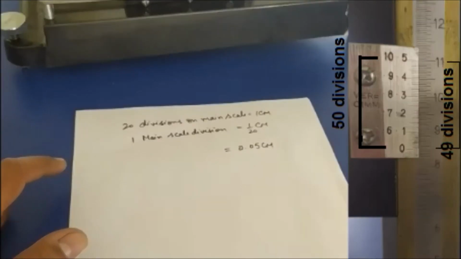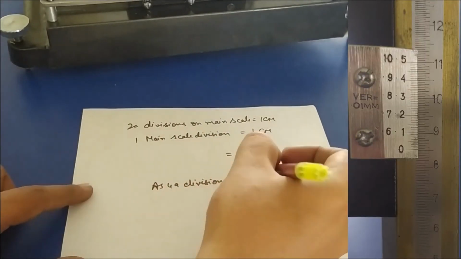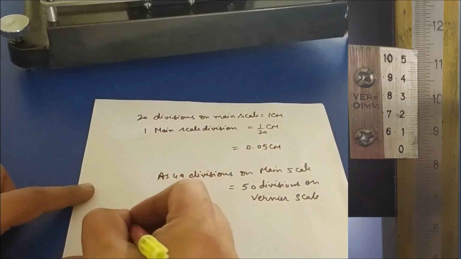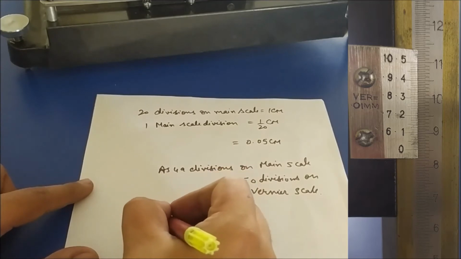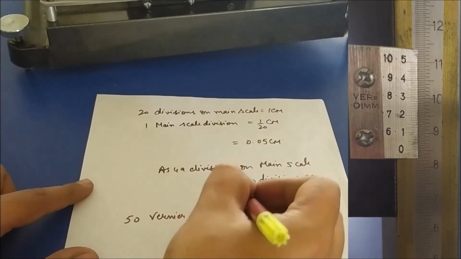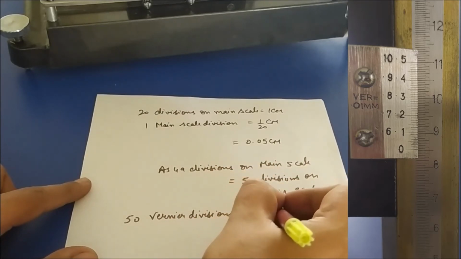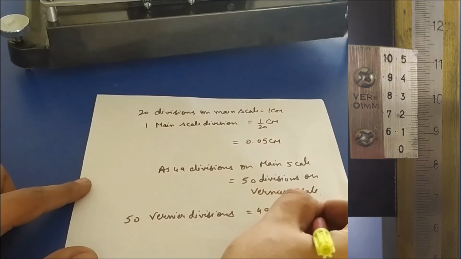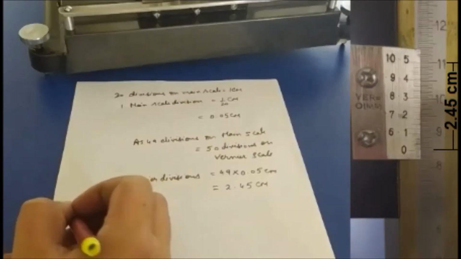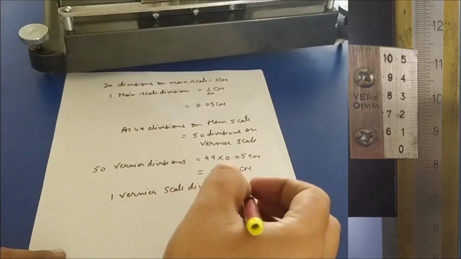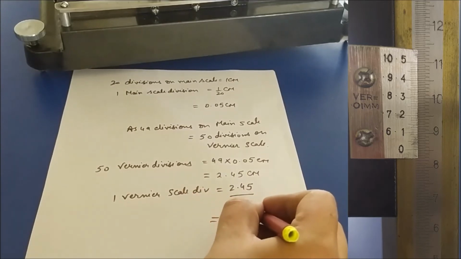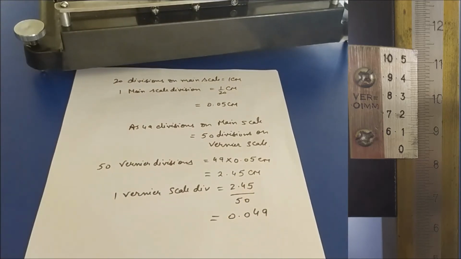Thus 50 vernier divisions equal 49 into 0.05 centimeters, that is 2.45 centimeters. So one vernier scale division comes out to be 2.45 upon 50, which is 0.049. Now what do you mean by least count?